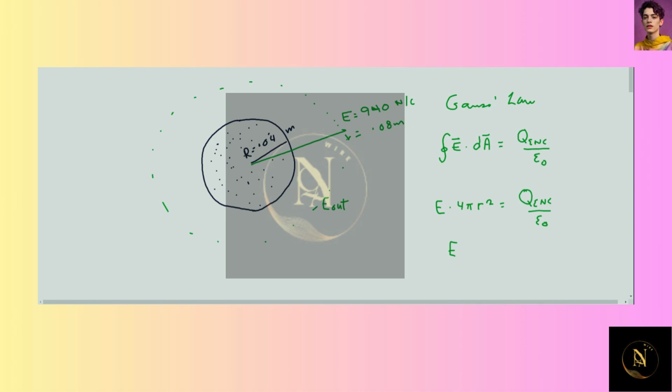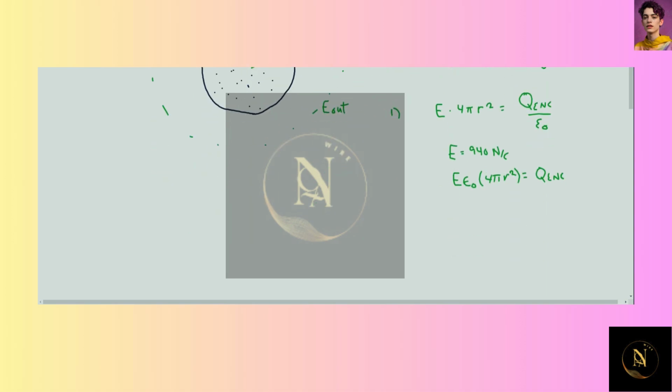So the electric field is 940 newtons per coulomb. And we also know that the electric field times epsilon naught times 4 pi r squared is equal to the enclosed charge. So let's just go ahead and find that enclosed charge, and then we can turn it into a charge density by finding the volume of the sphere.